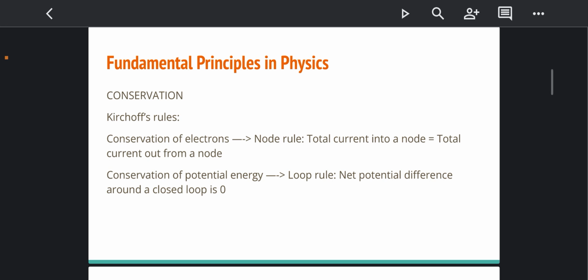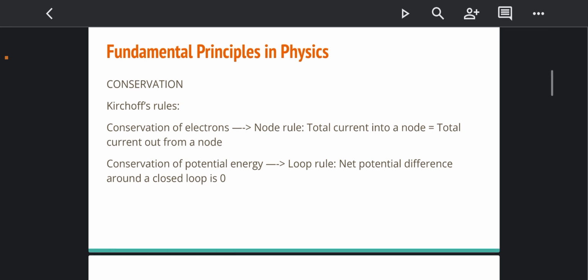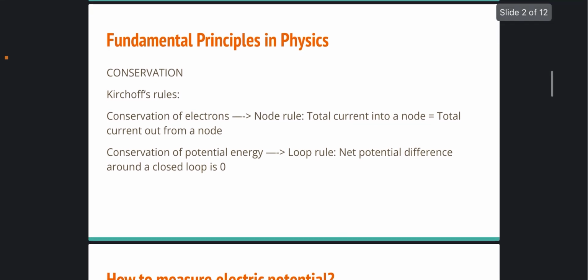So a lot of the stuff we're dealing with here comes from Kirchhoff's rules of conservation of electrons, which involves the node rule. So that the current going into a node is the same as the current going out of a node because electrons don't just disappear. Same with potential energy. The loop rule says that the electric potential around a closed loop, the net change is zero. Both of which are very important.